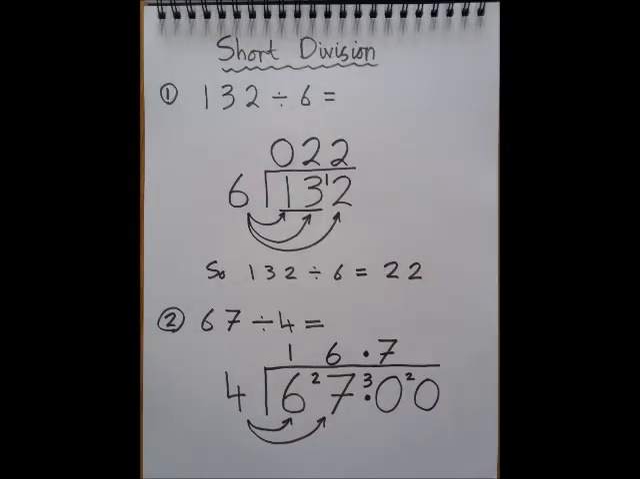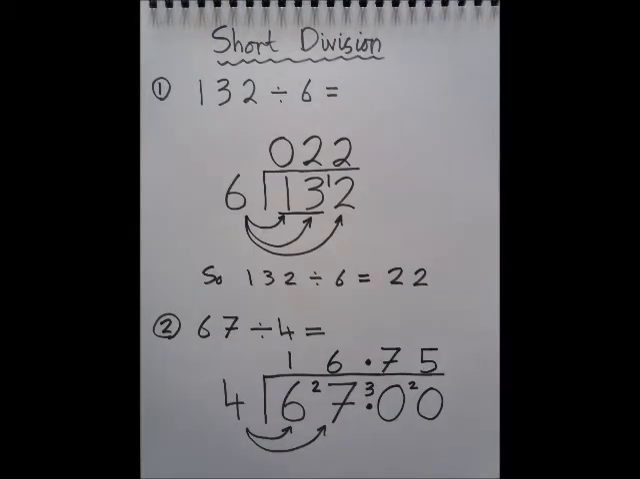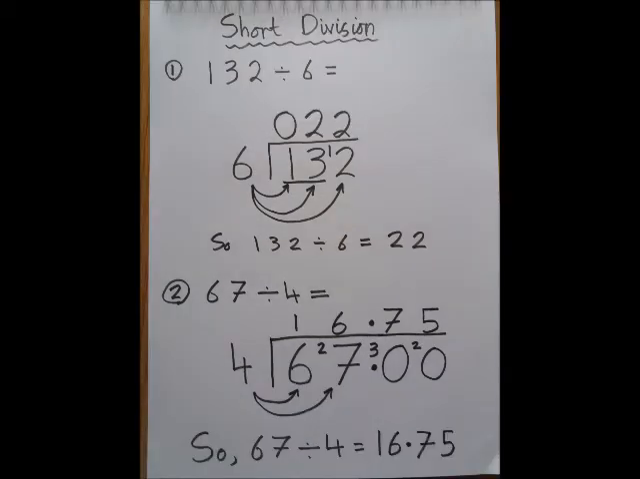So now the question becomes, how many times can you take 4 away from 30? The answer of course is 7, because 7 fours are 28, and there are 2 left over. Now at this point you have to put in another placeholder, so the 2 can team up with the 0 to make 20. And the question is, how many times can you take 4 away from 20? And the answer of course is 5. So this now gives us the answer, 67 divided by 4 equals 16.75.